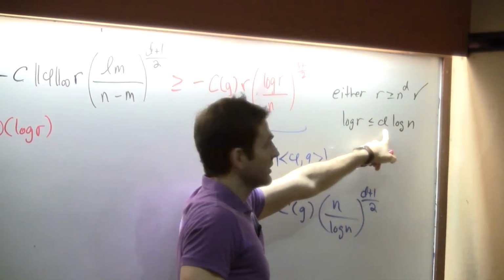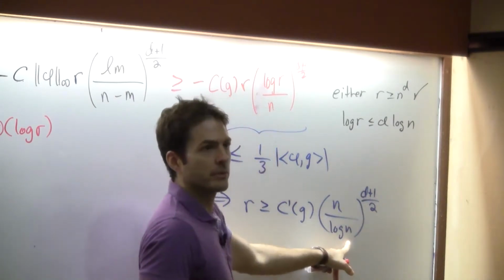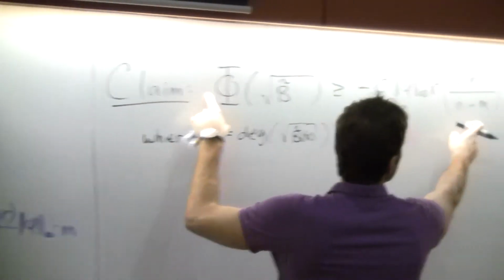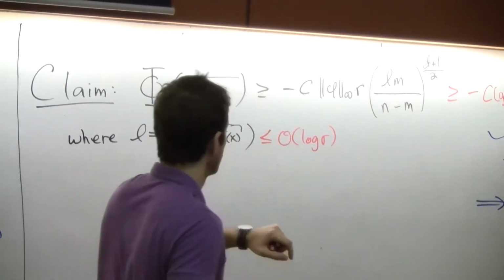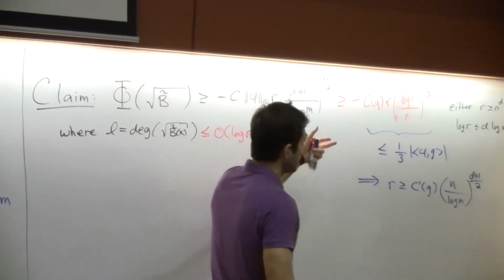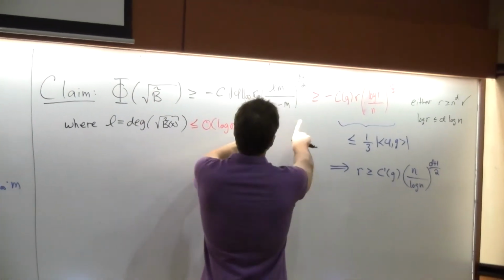D is a constant that depends on g, and that's where the log n is coming from. Okay. So you see, if we can establish this claim, then we're done. And this is the place where the lower bound is coming from.